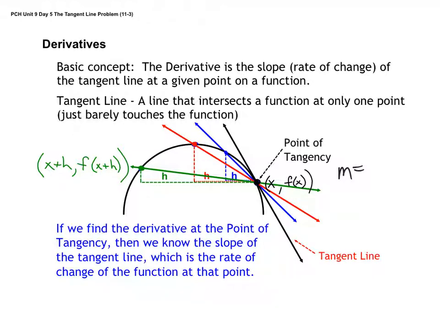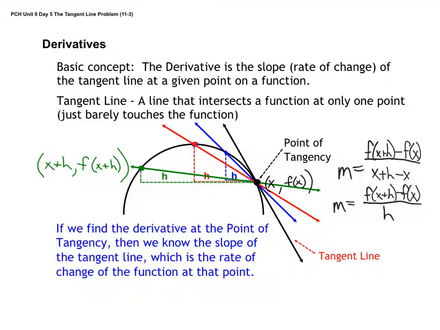It'll be f of x plus h minus f of x over x plus h minus x. Could we simplify that at all? What could we simplify the denominator to? Just simply h. So guess what? The slope of any of these lines is going to be f of x plus h minus f of x over h.